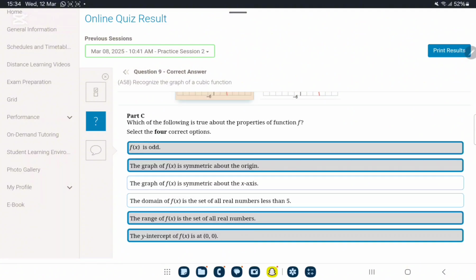Then last one, we already said that f of x is odd, so it's symmetric about the origin. Range is all real numbers. This kind of equation doesn't have an asymptote, so all real numbers. And y-intercept, we got it (0, 0).